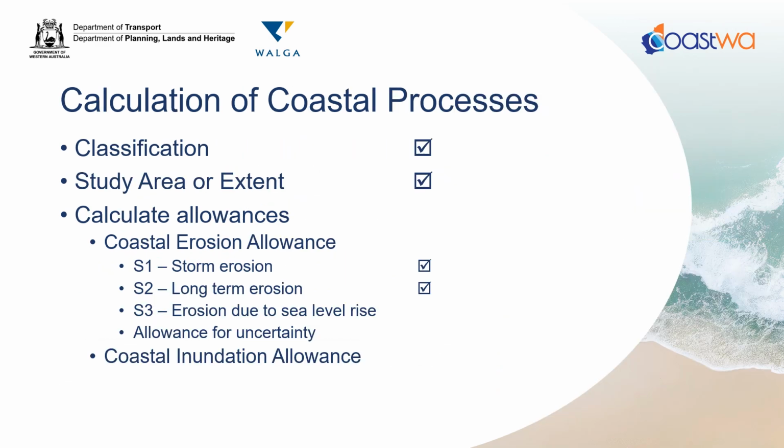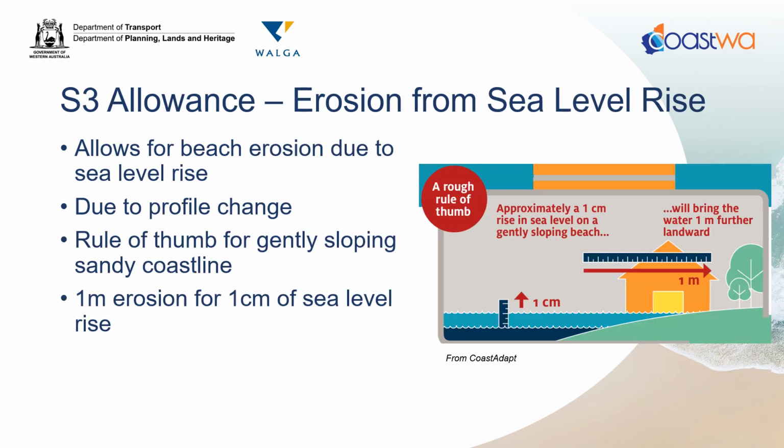So in our coastal erosion allowances, we've discussed the S1 storm erosion allowance, we've discussed our long-term erosion allowance. S3 is then the erosion due to potential sea level rise. The S3 allowance allows for beach erosion due to sea level rise. The base assumption of this is that as the sea levels rise, the entire beach and dune profile shifts backwards. And so we get, for every centimetre of sea level rise, about a metre erosion of a sandy beach. Now, this is a general rule of thumb for gently sloping sandy coastlines, but it seems to be reasonably conservative and appropriate for our coast in Western Australia.